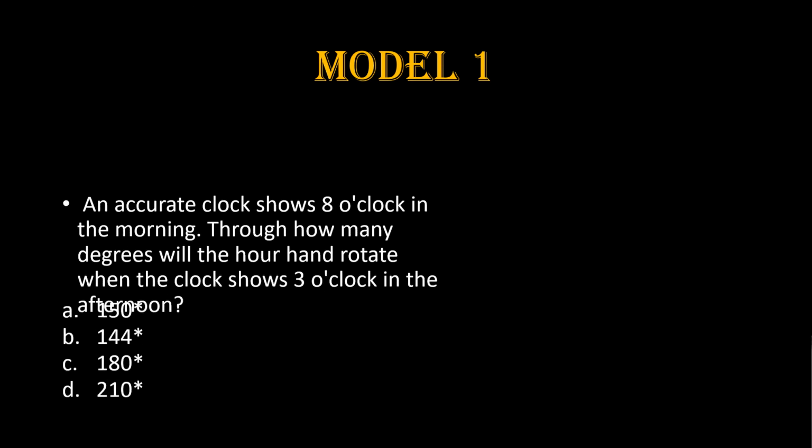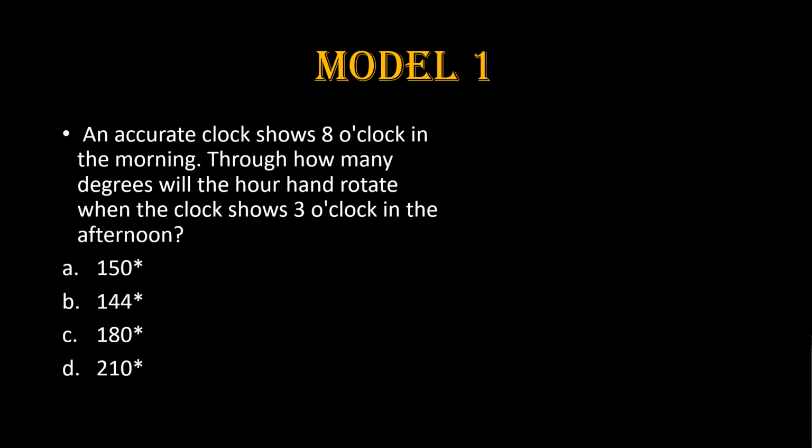Here are some questions for better understanding. First question. An accurate clock shows 8 o'clock in the morning. Through how many degrees will the hour hand rotate when the clock shows 3 o'clock in the afternoon? Please note that the question is only for the hour hand rotation. We should calculate the time between 8 o'clock and 3 o'clock. So there will be 9, 10, 11, 12 o'clock and 1, 2, 3. So there will be 7 hours in between.